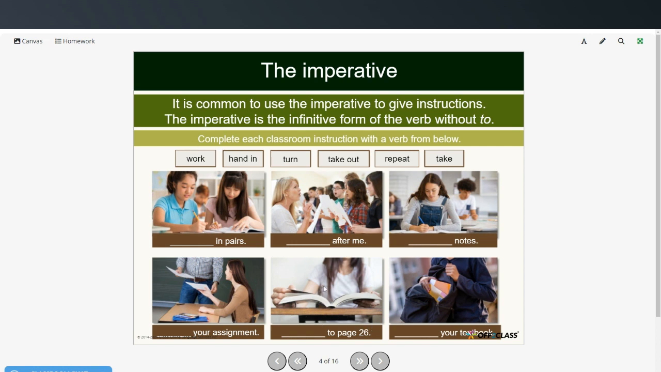You can pause the video while you do that and then restart when you're ready to check your answers. All right, so the first one is work in pairs. Repeat after me. Take notes. Hand in your assignment. Turn to page 26 and take out your textbook.